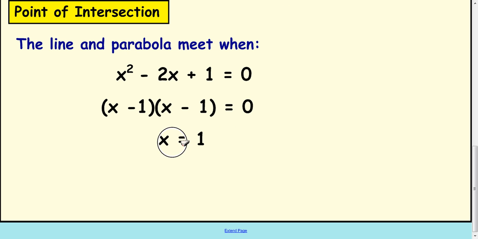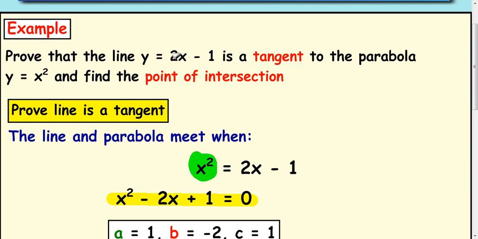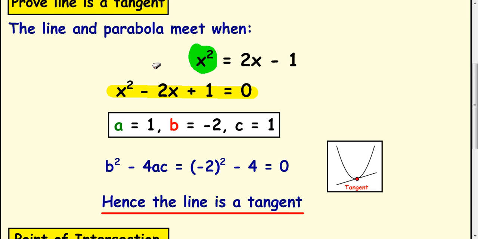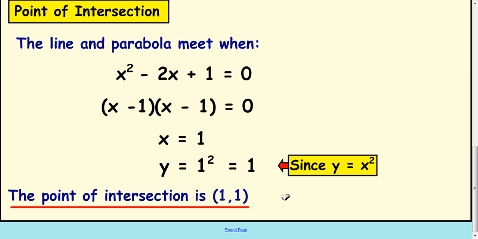So x equals 1. To find the y coordinate, you can substitute it into either one. So x is 1, then 1 squared, y is 1. If x is 1 up here, 2 take away 1, y is 1. Okay, so the point of intersection is (1, 1).